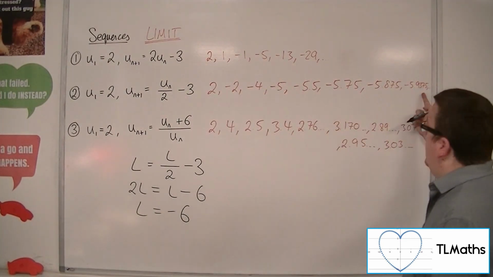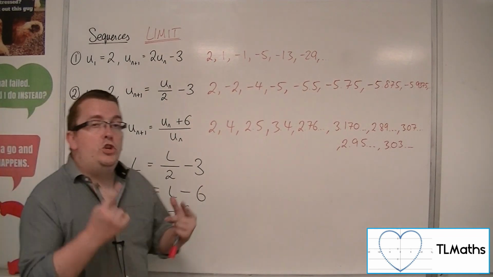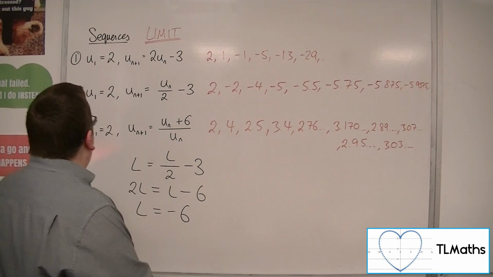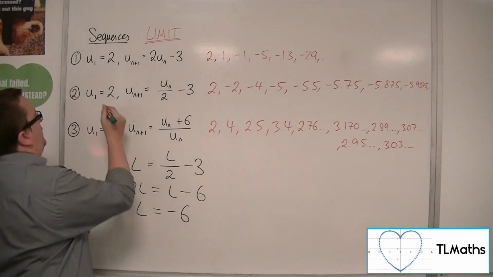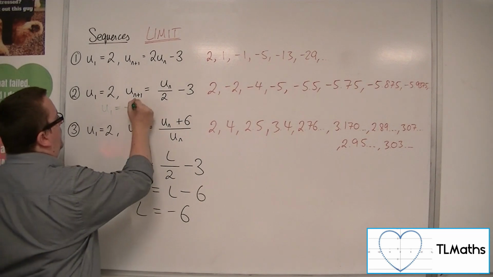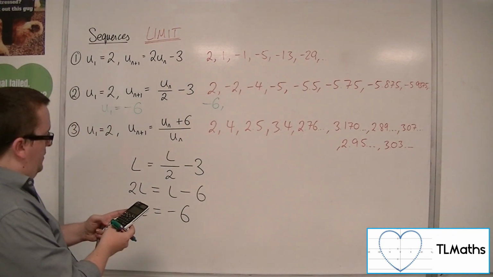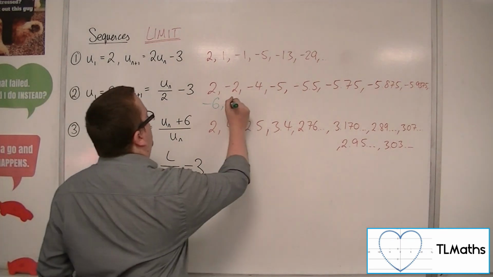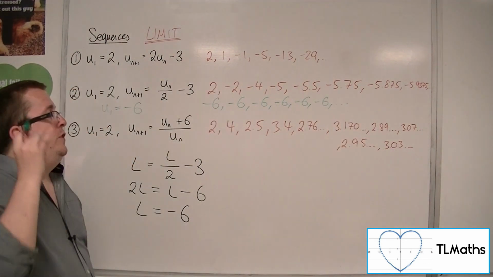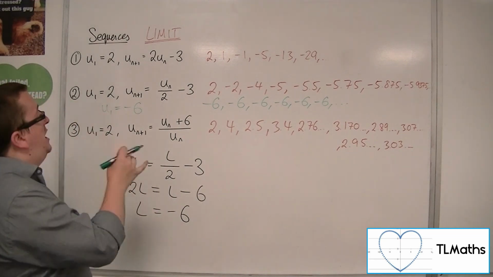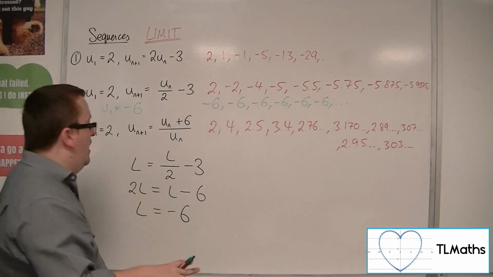And as we could see, these values were homing in on minus 6. And so that was the limit of this sequence. What you also find as a consequence of this is if you had actually started, if I get my green pen, there we go, if you'd actually started with minus 6, so minus 6 was the first term, then you would have minus 6 divided by 2, take away 3, which is minus 6. And so what this does is it generates a constant sequence. So if you start a sequence with its limit, so its first term is the limit of the sequence, it generates a constant sequence. And that's a very useful thing to know.